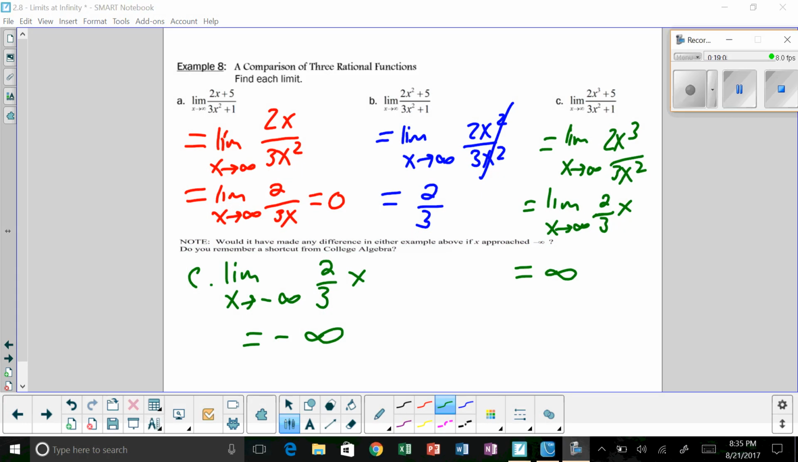There's actually a general rule of thumb for rational functions that you may have memorized in pre-calculus. Notice that our cover-up method results in a limit of 0 when the degree of the denominator is greater. It results in a limit of a constant, that's the ratio of the leading coefficients, if the degree of the numerator and the degree of the denominator is the same. And our cover-up method results in a limit of either positive infinity or negative infinity if the degree of the numerator is greater. Let's summarize on the next slide.